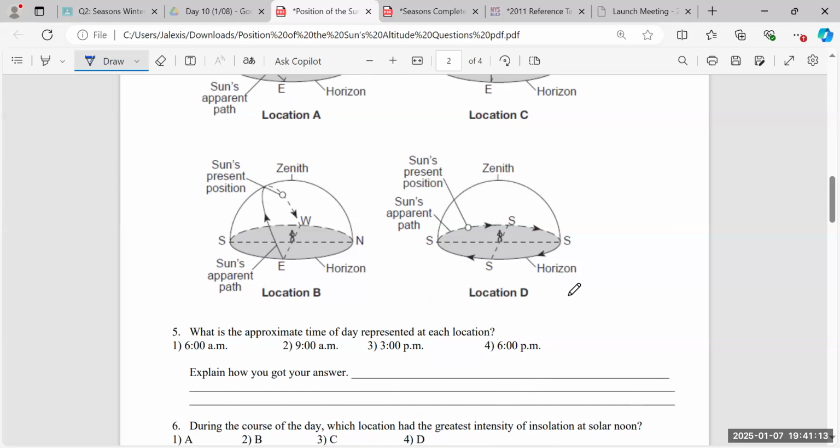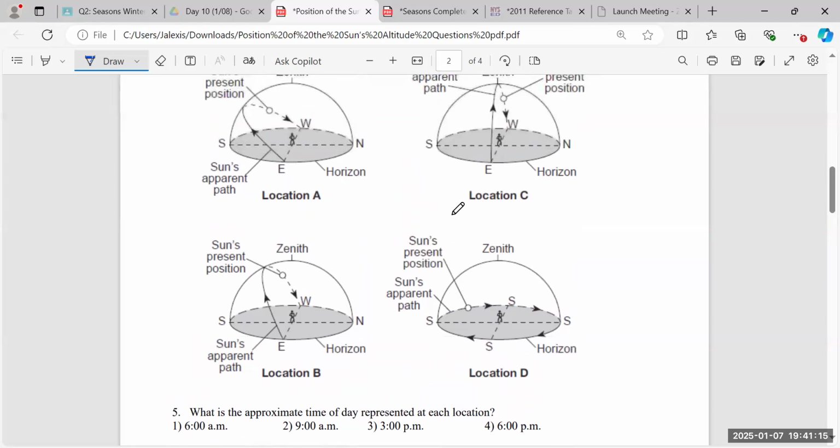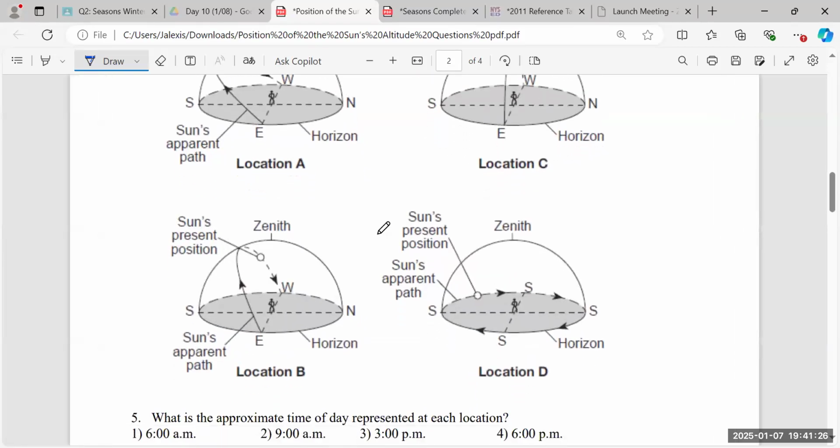Okay, so we can pick any location in order to work on this question. Let's do location B. At location B, what do we know? We know that when the sun is at its highest point right here, we call this solar noon, or 12 p.m.